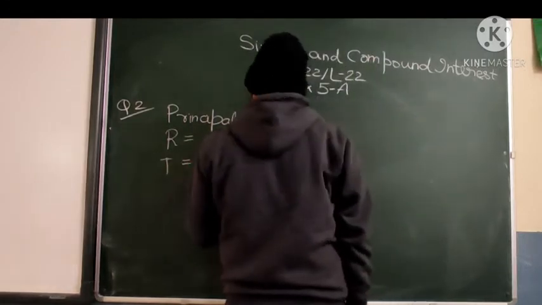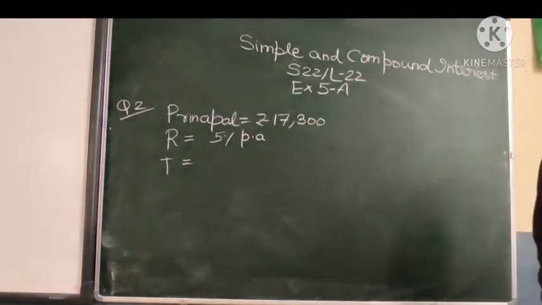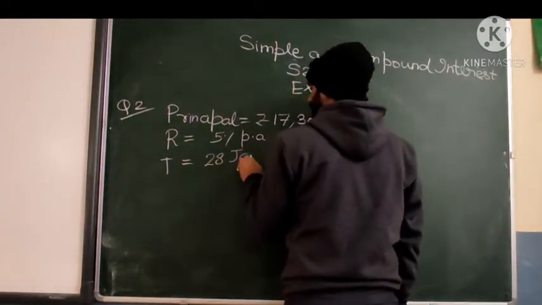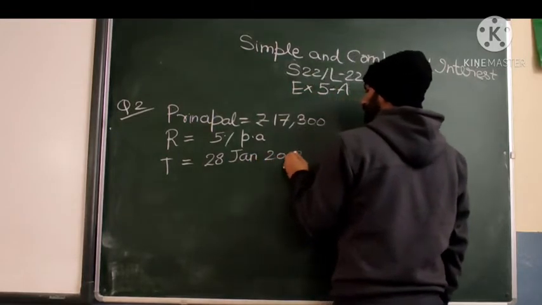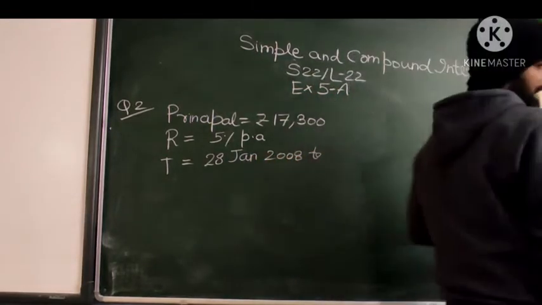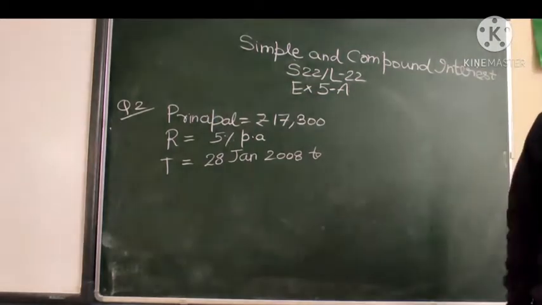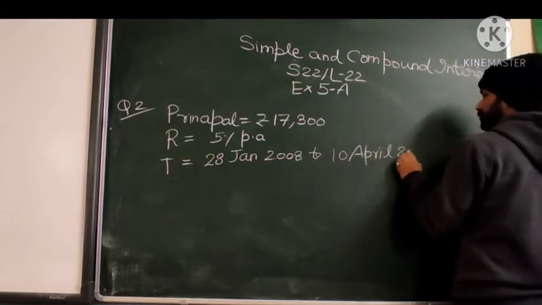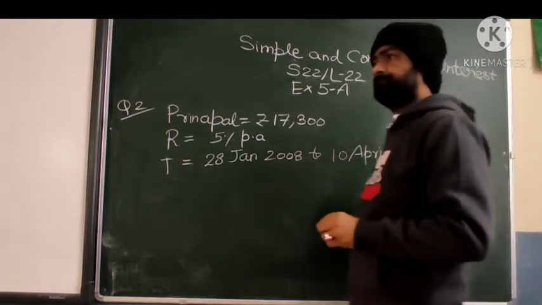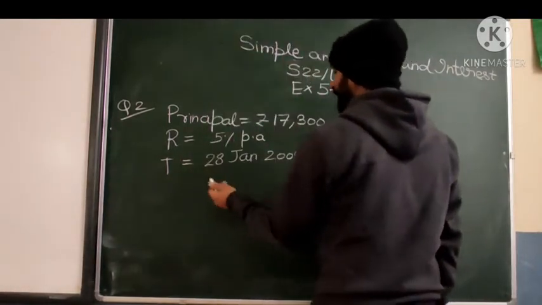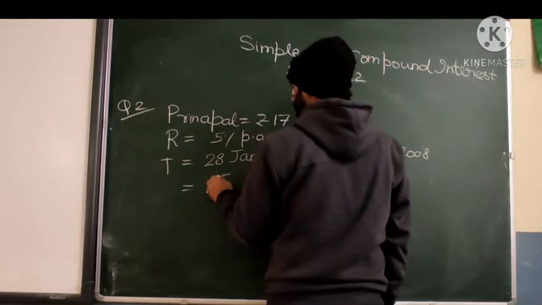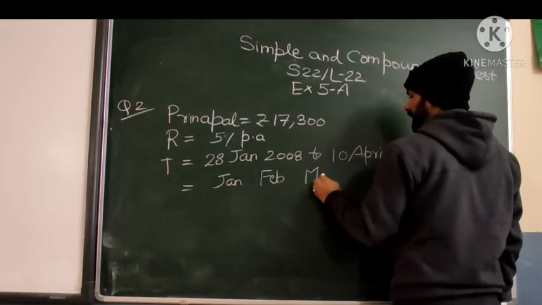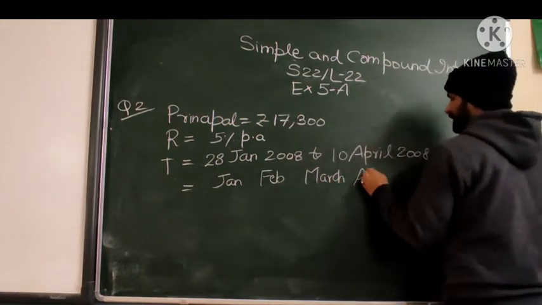Then time is how much? Time is given as a span between two dates, 28th January 2008 to 10th April 2008. Now see here, in this time period, this is equal to January plus February plus March plus April.